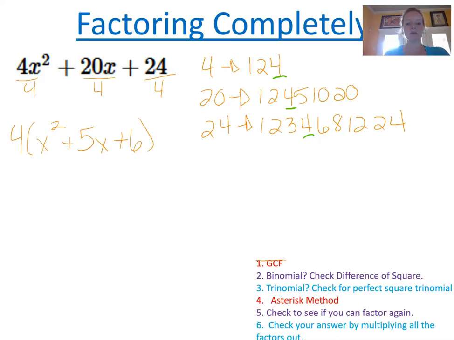It's a binomial. Sorry, it's not a binomial, it's a trinomial. Is it a perfect square? The first and the third term will tell you it is not. So we go with the asterisk method. Our a term, remember you're only looking at what's inside the parentheses. The a term would be 1, the b term is 5, and the c term is 6.